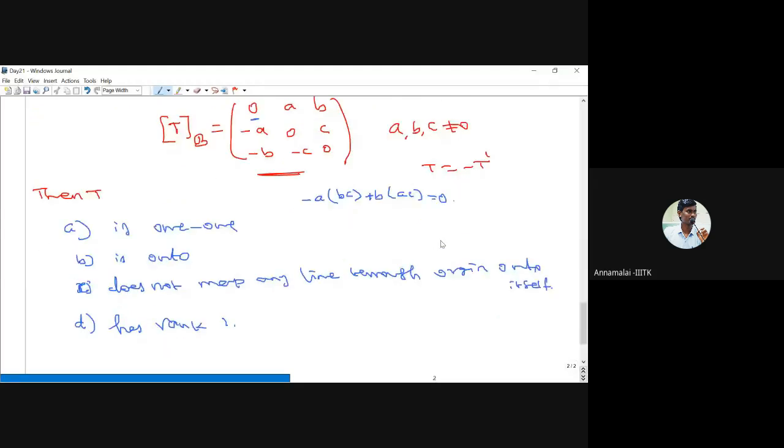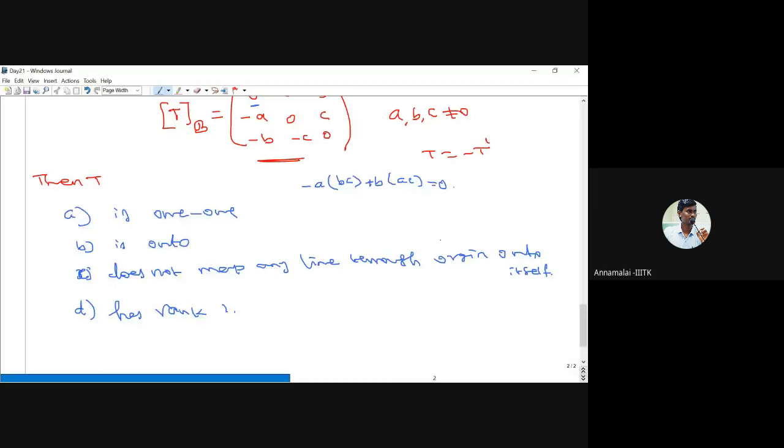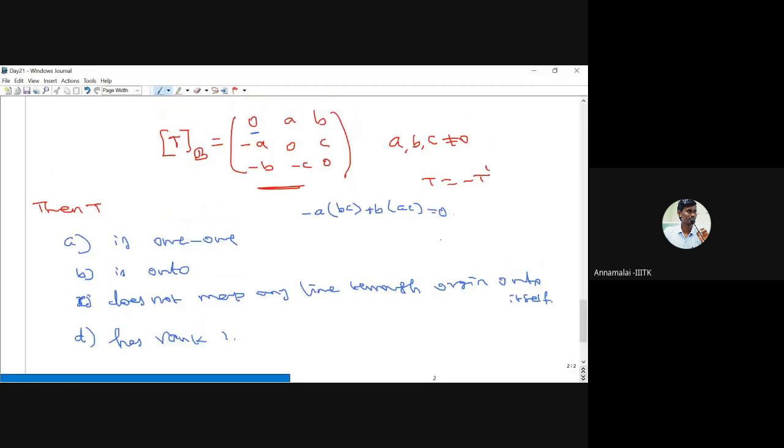So the determinant is 0, therefore the rank is not equal to 3. Maybe the rank is 1? No, because rank 1 means all 2 by 2 submatrix determinants should be 0. Given the 3 by 3 matrix, the determinant is 0, therefore the rank cannot be 3. Next, we take a 2 by 2 submatrix. What is the determinant of this 2 by 2 matrix? C square. But C is a non-zero number, therefore C square is non-zero.